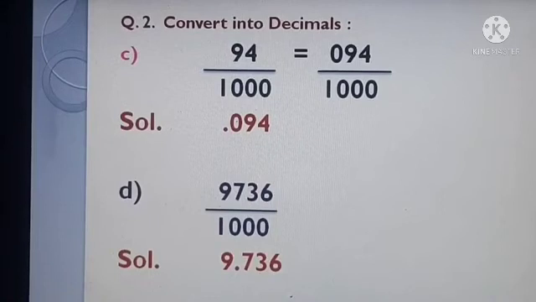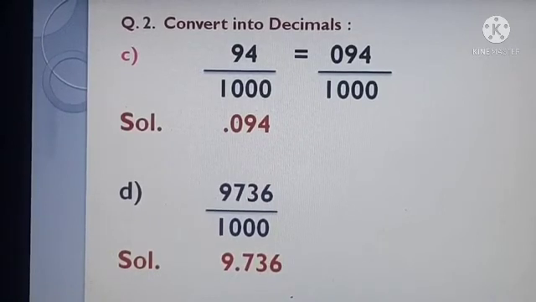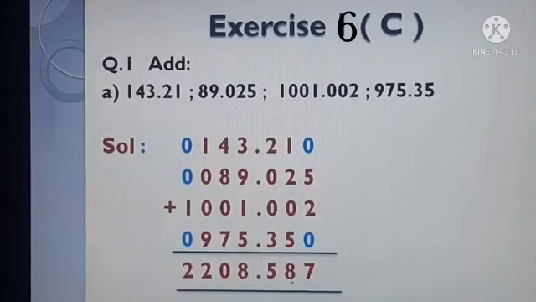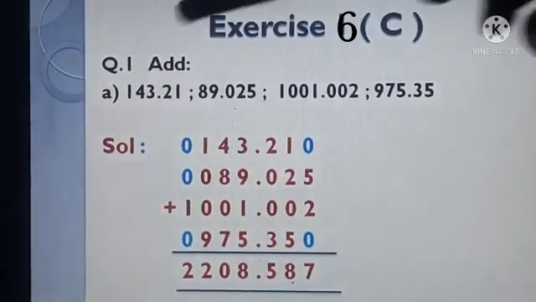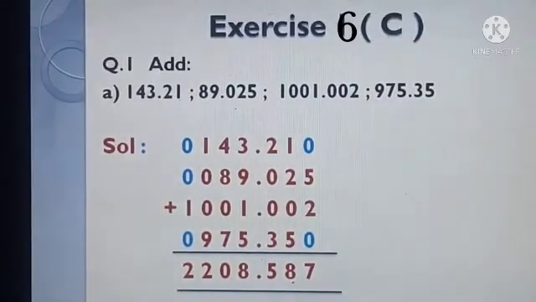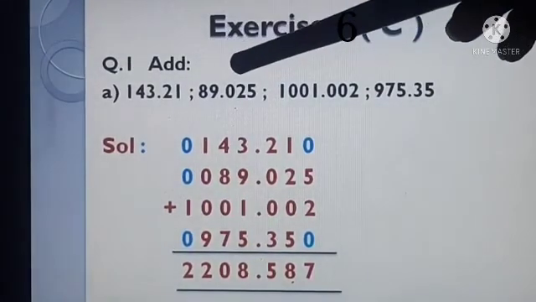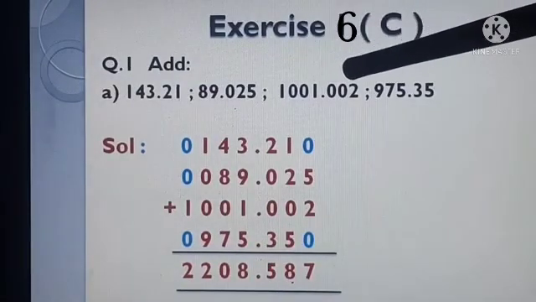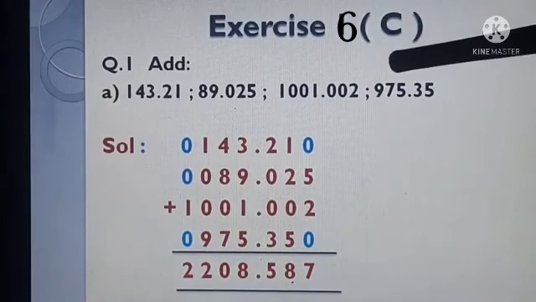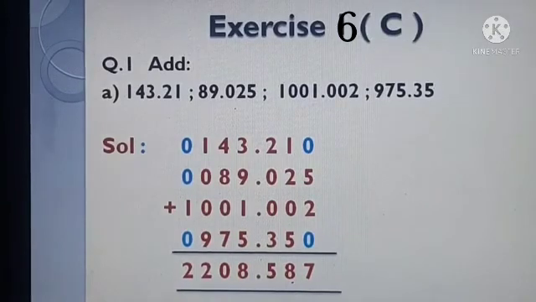Now we will do addition and subtraction of decimal numbers. Exercise 1C, question number 1, add 143.21, 89.025, 1001.002, 975.35. We have to do addition of all these given numerals.